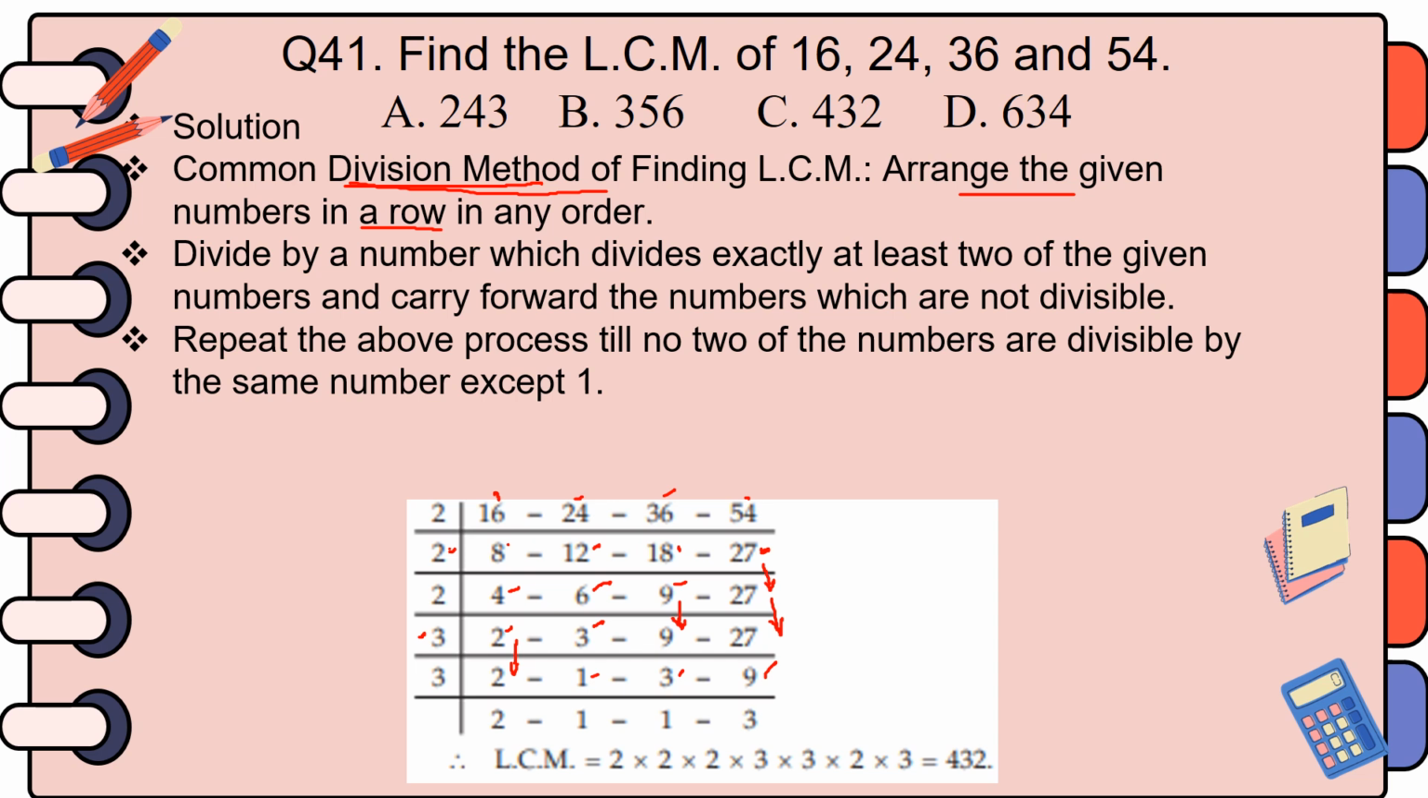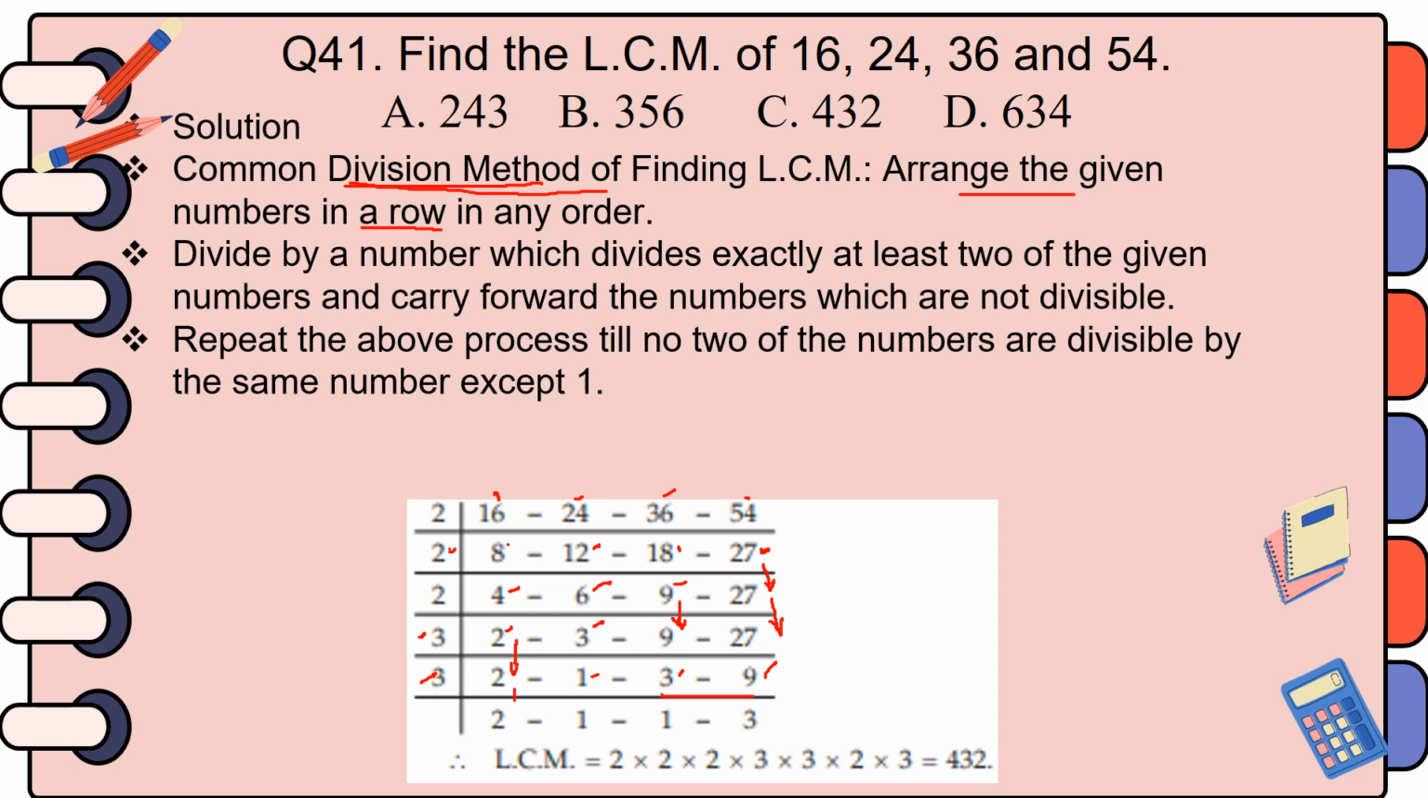Among these numbers, again, try to find at least 2 numbers which have a common divisor. 2 and 1, they have only a common divisor 1, so we just do not consider these numbers. 1 and 3, they have no common divisor except 1. Again, 3 and 9, they have a common divisor, and they can be divided by 3. So take 3 here.